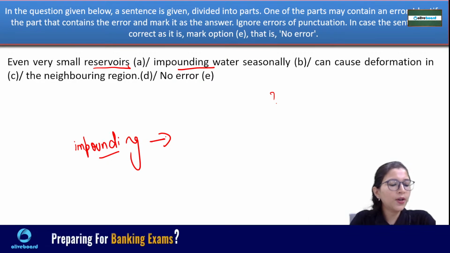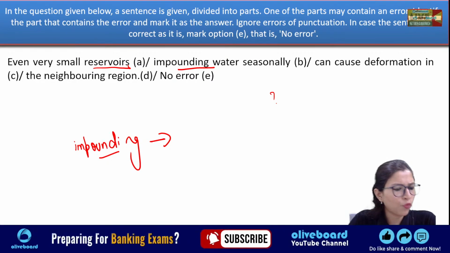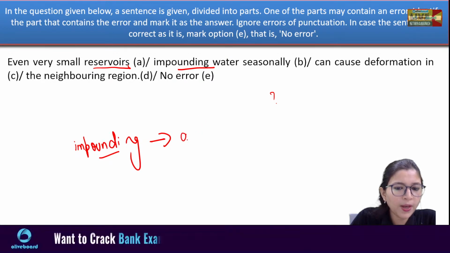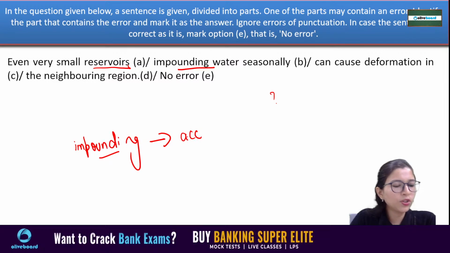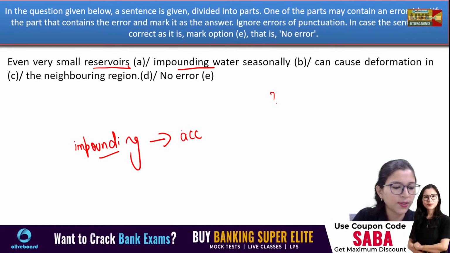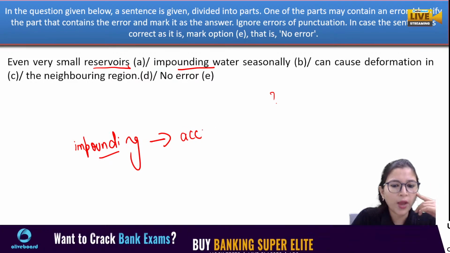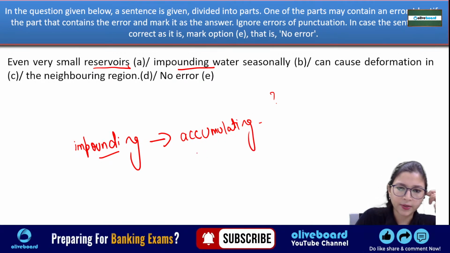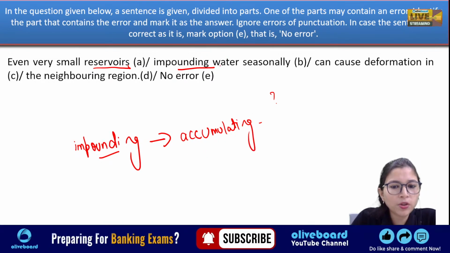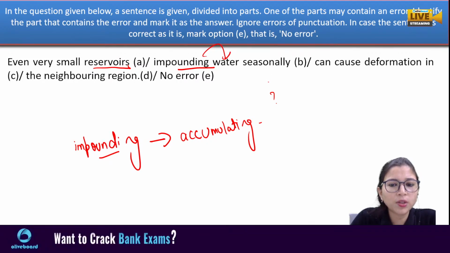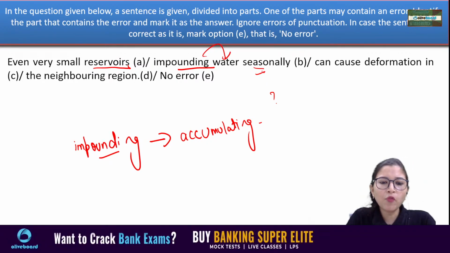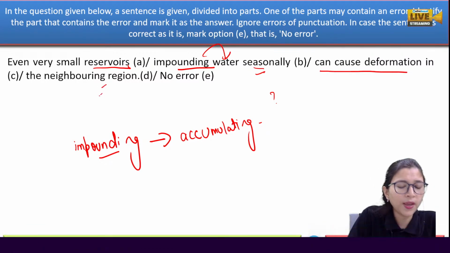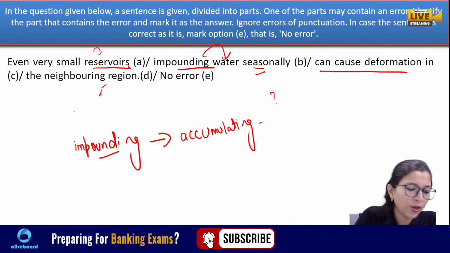Impounding means what? You might have heard these words: impounding reservoirs, impounding water, all these things. Yes, impounding basically we use for accumulating, collecting. Impounding reservoirs we use where the water gets completely filled. So yes, getting filled completely up to the brink, correct. So accumulating you can say basically. Even very small reservoirs, impounding, it means accumulating water seasonally, where water accumulated only in the season. These reservoirs can cause deformation in the neighboring region, that even such small reservoirs can cause deformation in neighboring region.